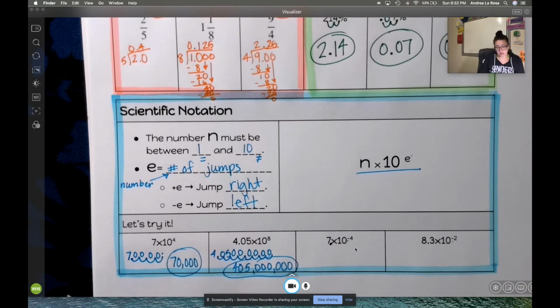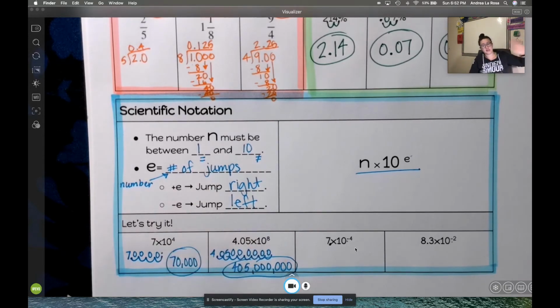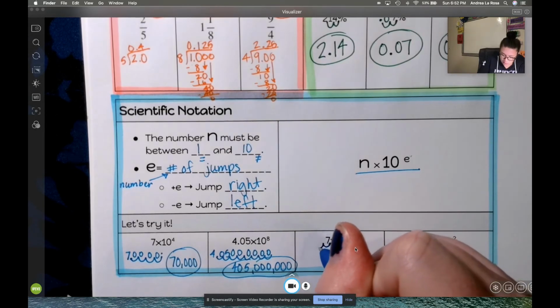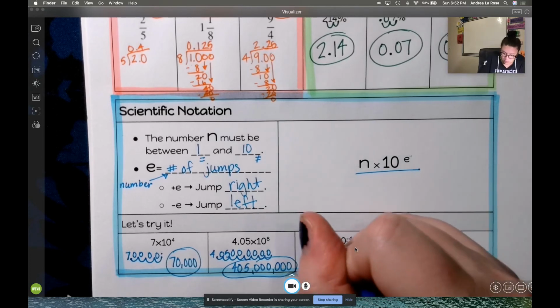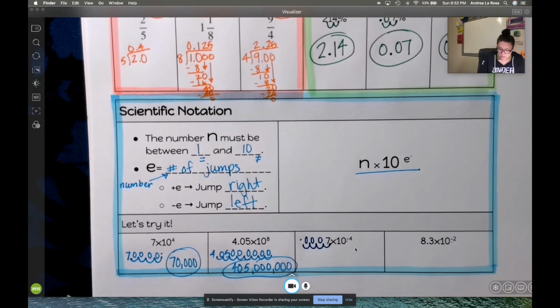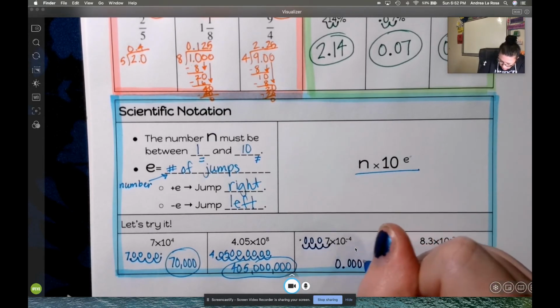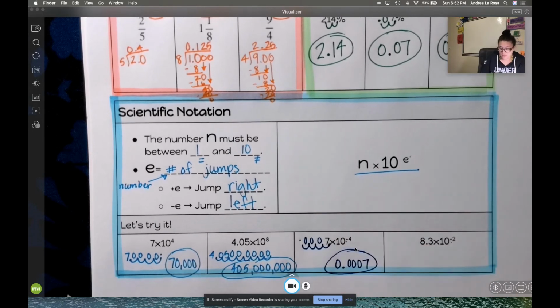It's like a number line. If you have negative numbers, those are on the left side of the number line. If you have positive numbers, that's on the right side of the number line. So maybe that'll help you remember which way to jump. So I'm going to move it 4 times to the left: 1, 2, 3, 4. I've got my decimal, I fill in with zeros, and I get 0.0007. So I get 7 10,000ths for that one.